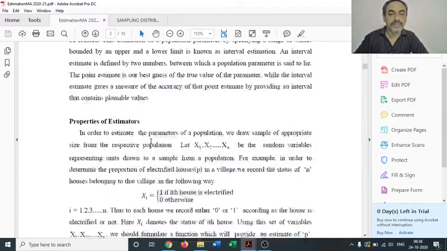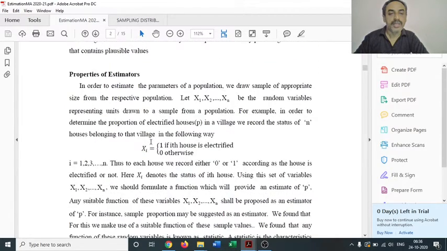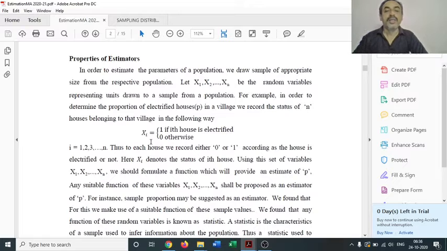Next, we come to properties of estimators. Yes, in order to estimate a population parameter, first of all, we will draw a sample from that population. Suppose x1, x2, etc., xn represent the random variables representing the units drawn to the sample from the population.